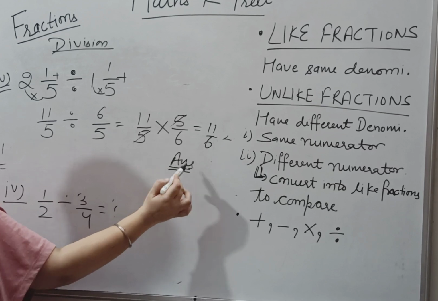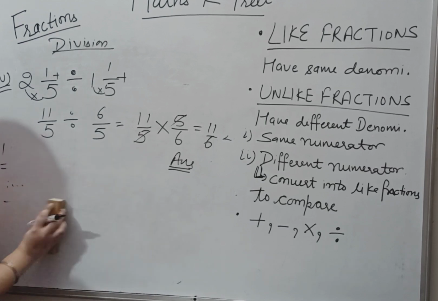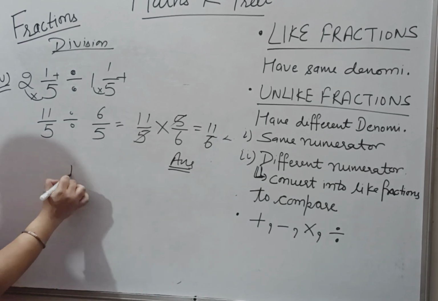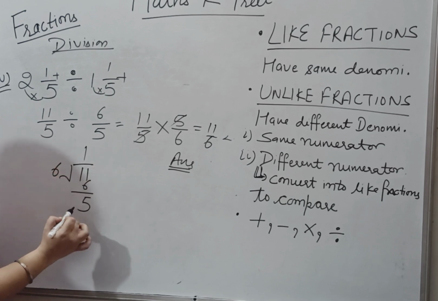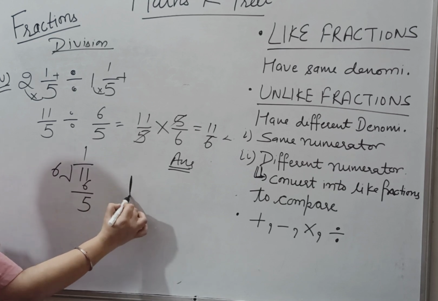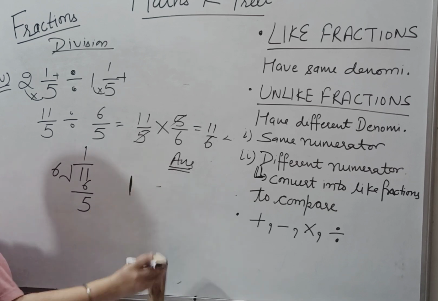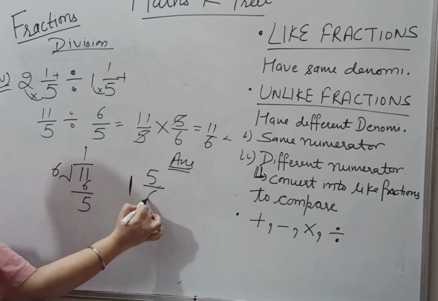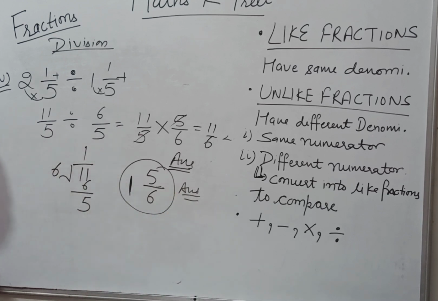This is the answer, but because the question was in mixed fraction, we will leave our answer in mixed fraction. 11 by 6. 6 ones are 6, 5 is the remainder. So the answer in mixed fraction is quotient, the whole part, then remainder 5 divided by divisor. All concept was given by me in the last video. You can check the video and get the details.